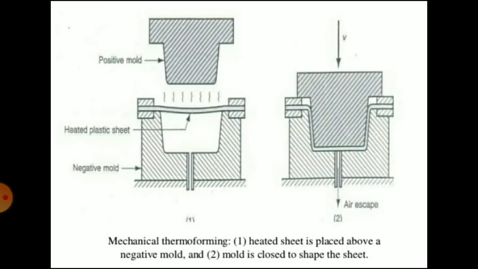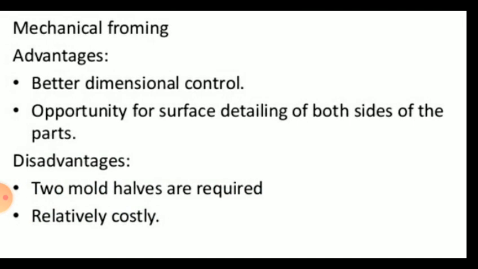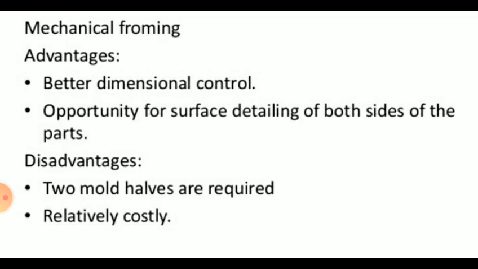So you can see the sheet is heated and clamped over the bottom mold. In the first step, the heated sheet is placed above the negative mold, that is a die, and then with the help of a punch, the pressure applied closes the mold to shape the sheet, as shown in the second diagram. Mechanical forming advantages: better dimensional control and opportunity for surface detailing on both sides of the part. Disadvantages: two mold halves are required and it is costly.